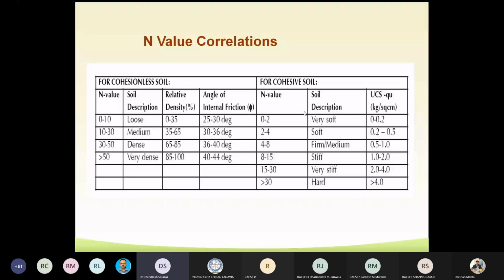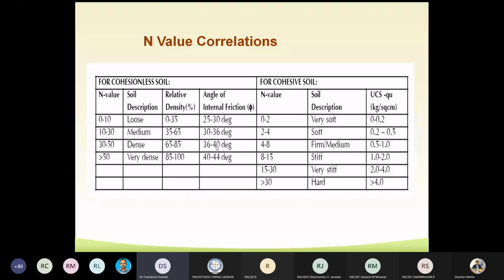The soil in which general shear failure occurs is a good soil. That may be a dense sand or a very stiff clay. So the angle of shearing resistance in such cases is about 36 degrees, whereas in case of local shear failure, the angle of shearing resistance is less than 28 degrees. The relative density is correlated with the N value and angle of internal friction phi.